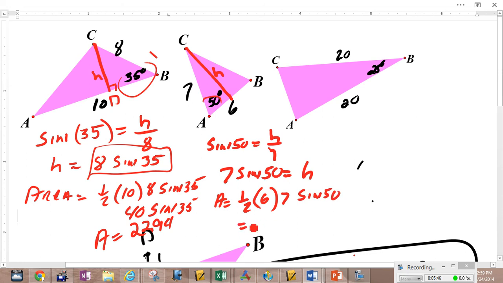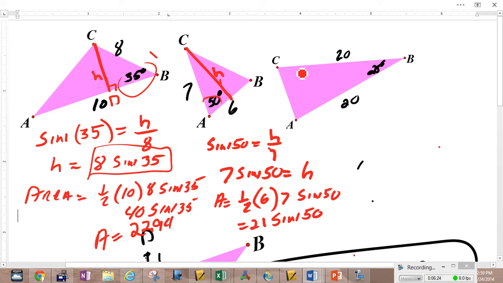That's going to be 21 the sine of 50. And maybe you can start seeing a pattern, because what's going on here is this. Look what I get. I get 1/2 6 times 7 times the sine of 50. Look what I had over here. I had 1/2, 10 times 8 times the sine of 35. Can you make a prediction over here as to what this area is going to equal? Well, let's go through and do the same thing and see what your prediction is.